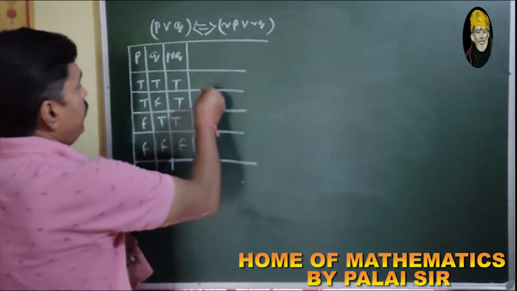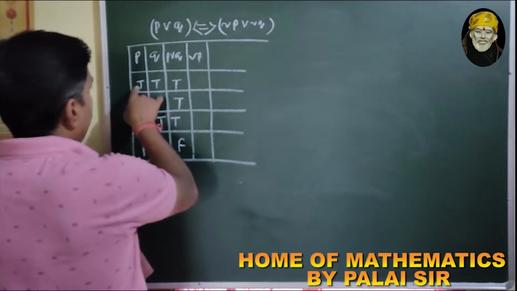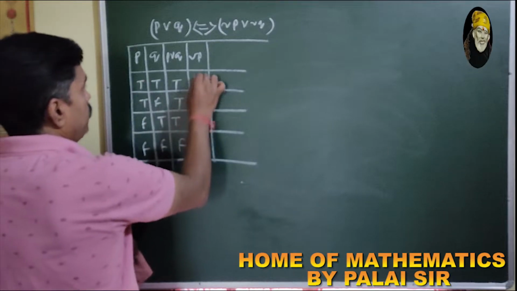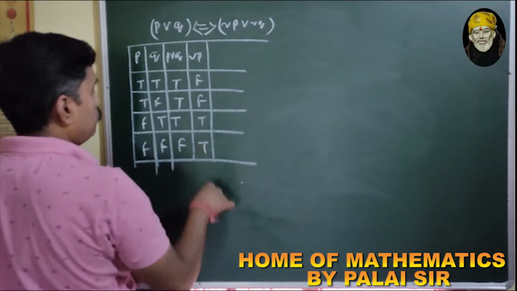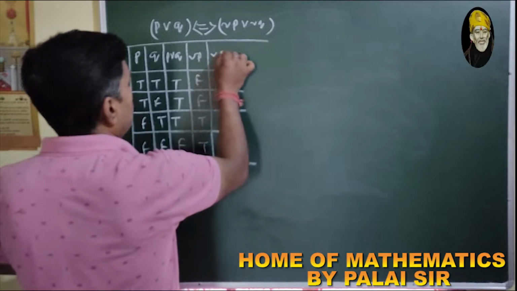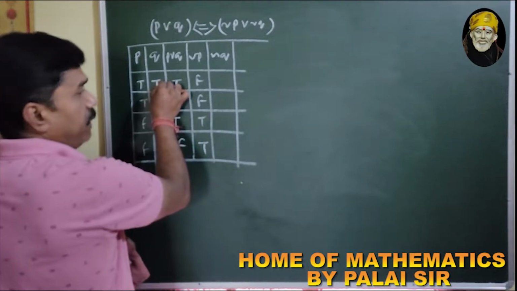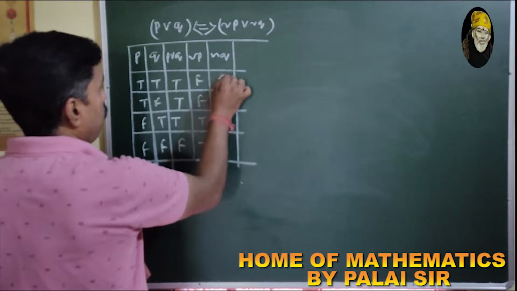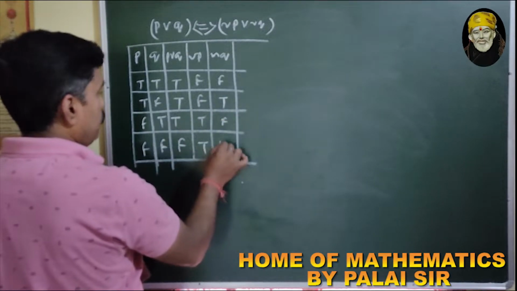On the right side you are getting negation of P. Negative of this: true, so it is false. True, it is false. False, it is true. False, it is true. Then negation of Q. Here what do you find? Negative of this Q: true, then this is false. False, it is true. True, it is false. False, it is true.